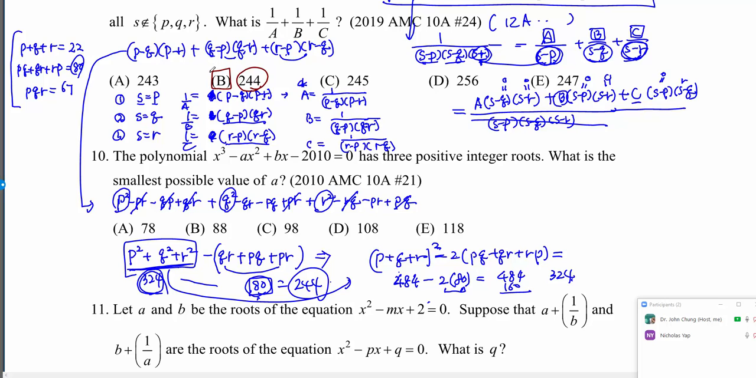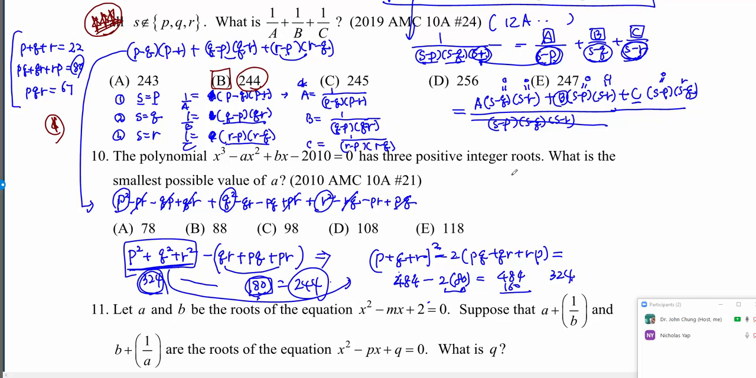So after class, okay, try this one by yourself. You need to get used to this type of questions. That is why it's the hardest one in the Vieta's formula, okay? On the AMC, okay? You can try this one by yourself, okay?